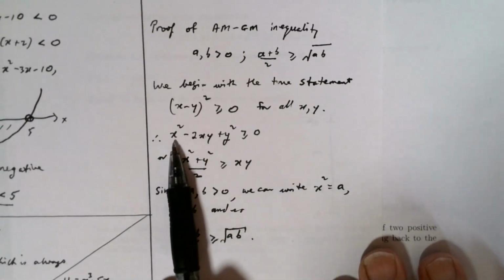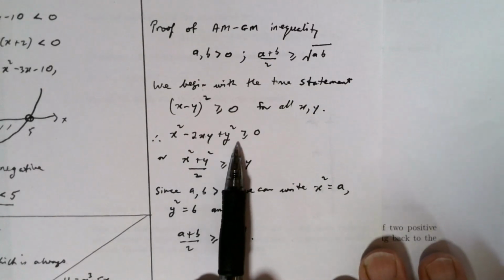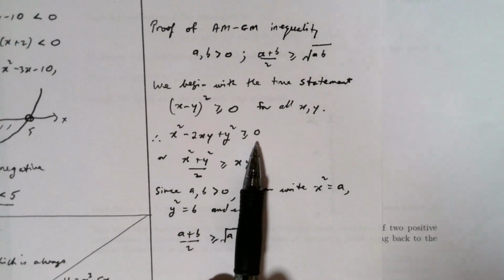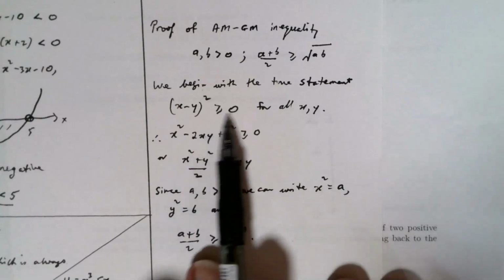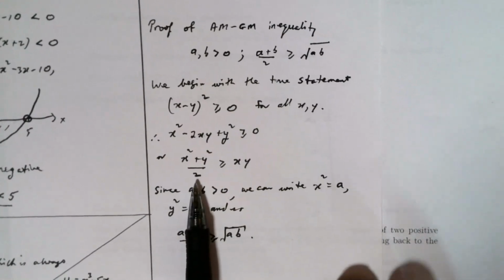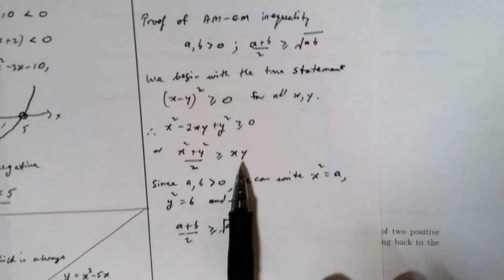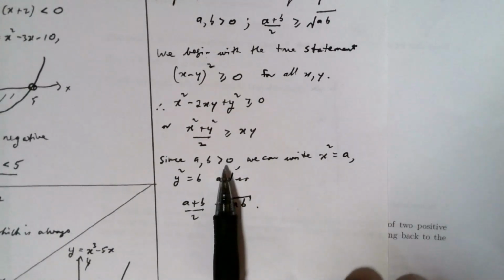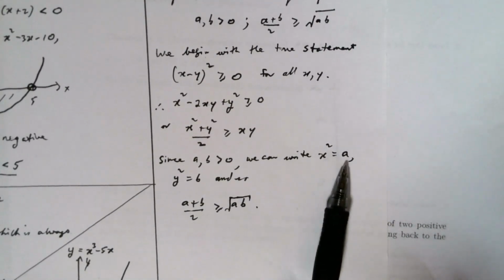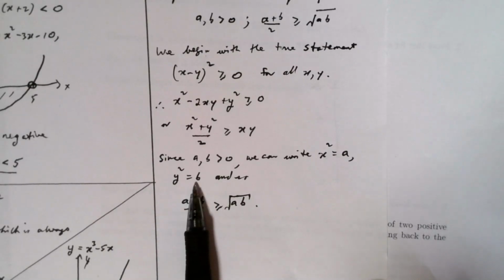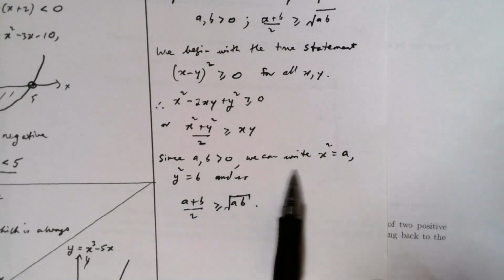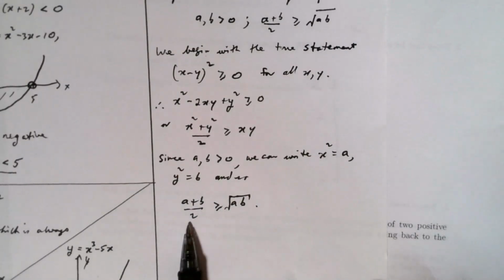Now I'm going to square this out, so I get x squared minus 2xy plus y squared is bigger or equal to 0. And I'm just going to rearrange this. I'm going to keep these terms on the left side, pull this on the other side and then divide by 2. So I get (x squared plus y squared) over 2 is bigger or equal to xy. Now because a and b are positive, I can take x to be the positive square root of a, that is, I can write x squared as a, and I can write y squared as b, so I'm just taking y to be the square root of b, and if I plug those back in, I just get the desired AMGM inequality.